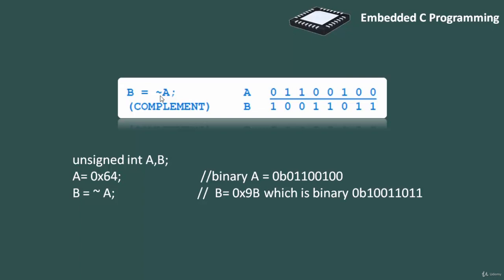output 0. Let's consider variable A holds value 0x64, and if we apply the negation operator on this variable, the output would be 9B. You can cross verify: just replace 0 with 1 and 1 with 0.